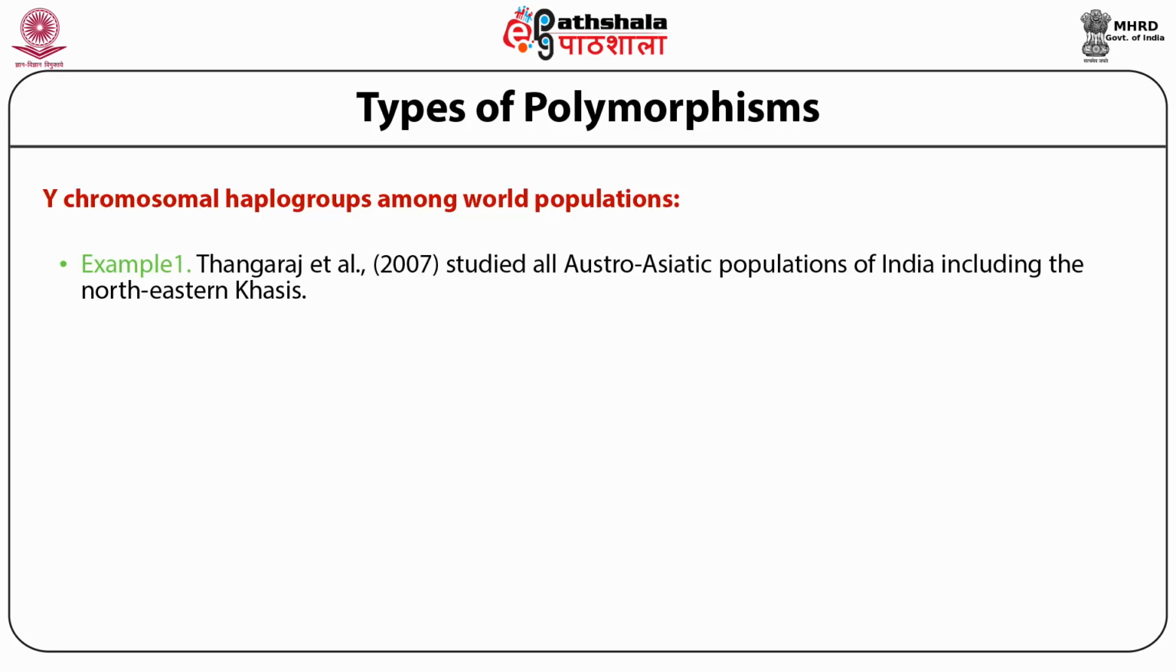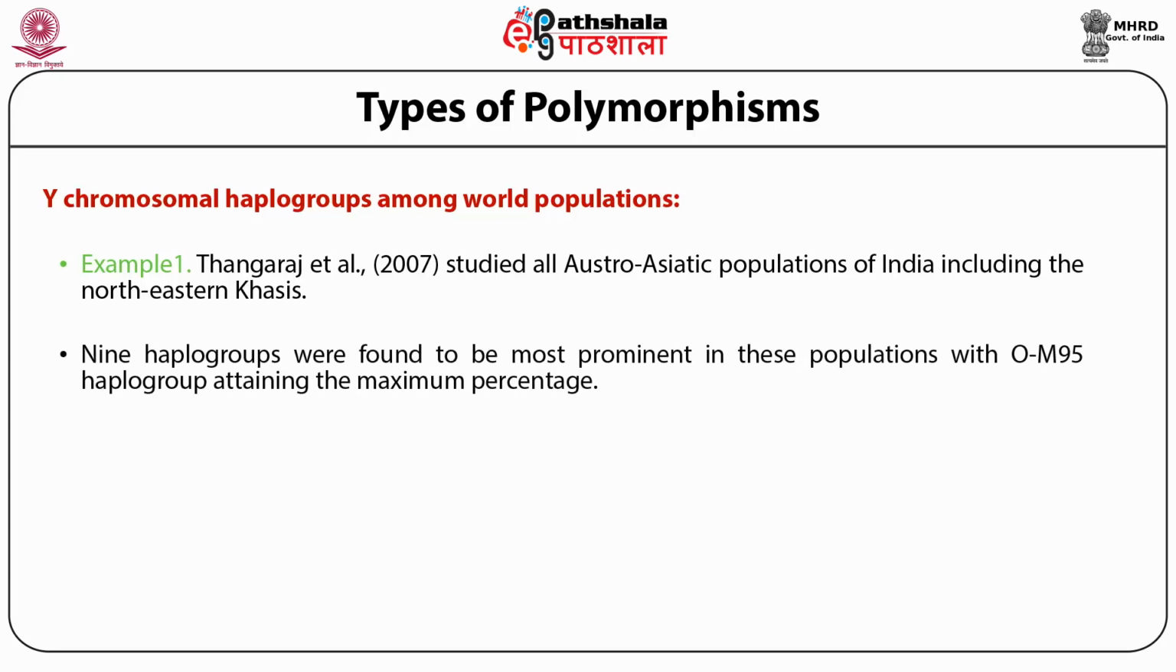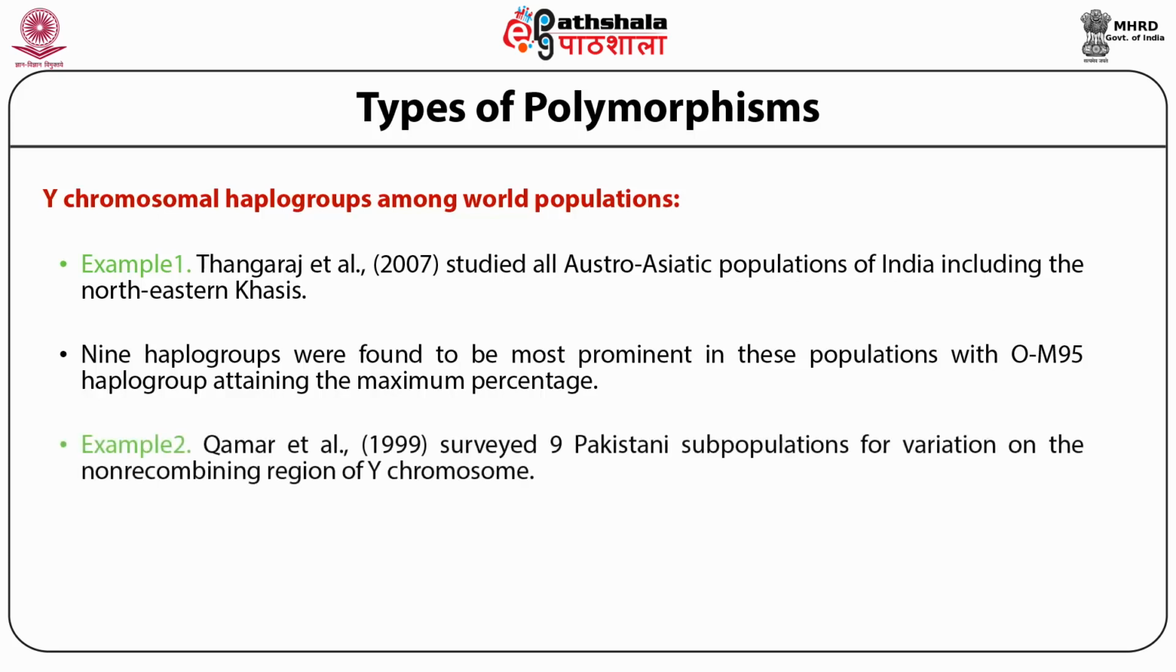They analyzed the Y chromosome data for 1,222 individuals from 25 Indian populations, covering all subdivisions of the Austroasiatic family. Nine haplogroups were found to be most prominent in this population, with the QM95 haplogroup attaining the maximum percentage. Except for Khasi, none of the samples showed O2-M122.